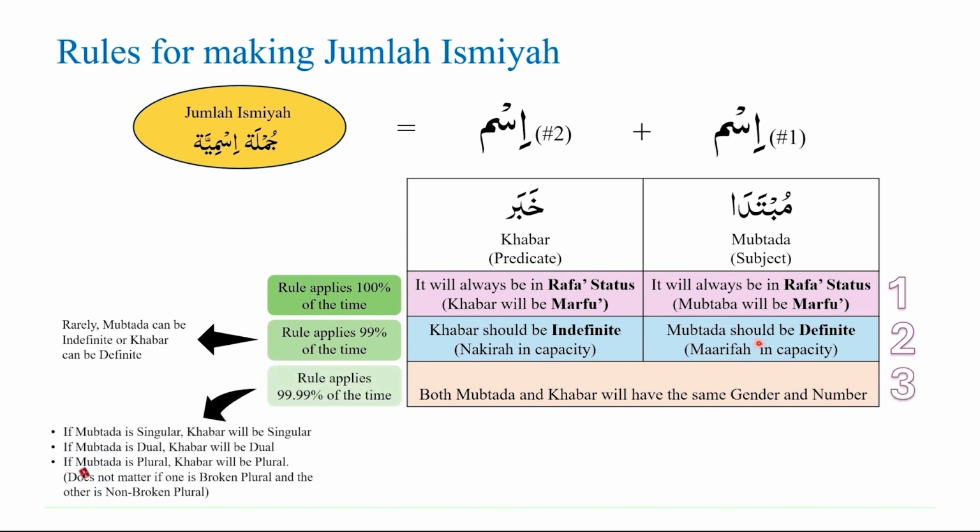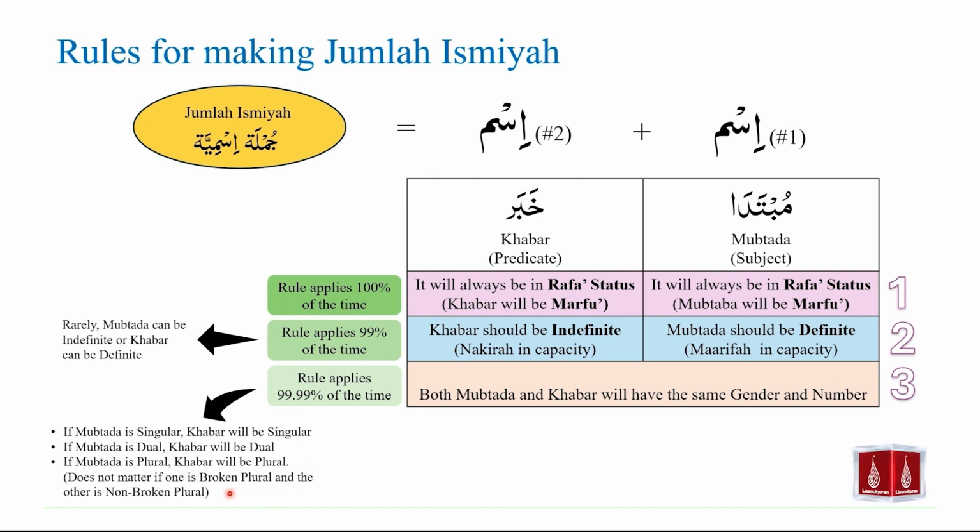Finally, the third rule is that both mubtada and khabar will have the same gender and the same number. So, if mubtada is masculine, khabar will be masculine. If khabar is feminine, mubtada will be feminine. If mubtada is singular, khabar will be singular. If mubtada is dual, khabar will be dual. If mubtada is plural, khabar will also be plural.